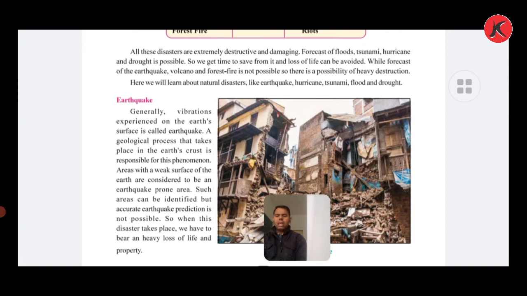A geological process that takes place in the earth's crust is responsible for this phenomenon. Areas with a weak surface of the earth are considered to be earthquake prone areas. Such areas can be identified, but accurate earthquake prediction is not possible. Due to technology, we can identify that these types of vibrations may occur on the earth, but we cannot stop it. So when these disasters take place, we have to bear heavy loss of life and property. Here you can see in the pictures also that when an earthquake happens, there is loss of life and property is destroyed.